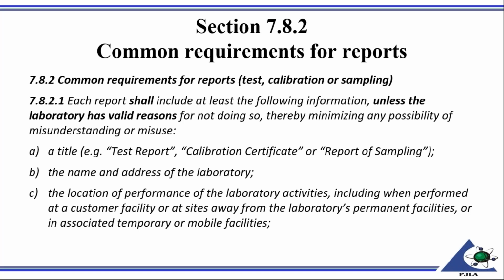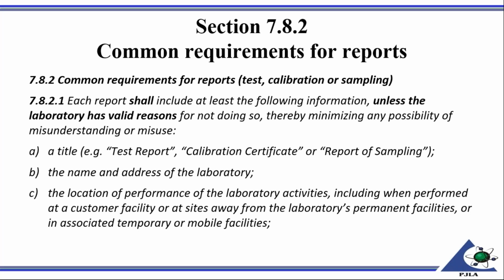Okay, section A, a title. So this is literally, you're going to have somewhere on your certificate or test report, calibration certificate, or report of sampling, you're going to have one of those. What that specific name or title is going to be, that's up to your lab. Those are the three most common ones, but just be aware. You're going to have that somewhere on there, so it's not going to be confused with anything else.